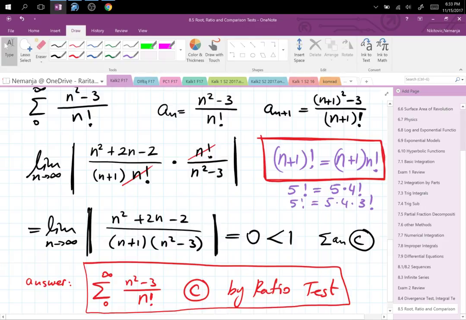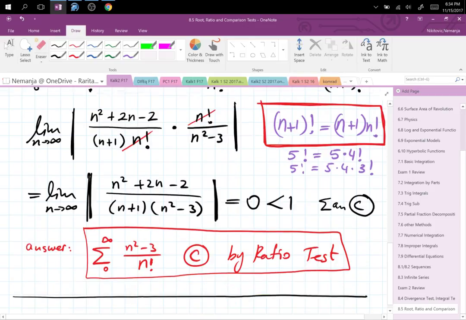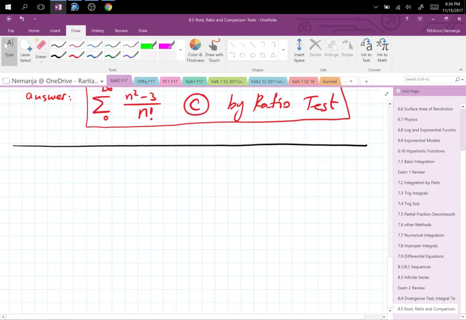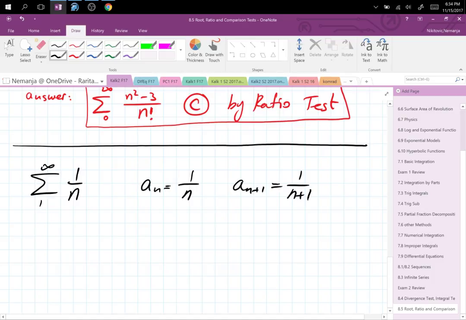Ready for the next one? One more example? You know how we confirmed that harmonic series diverges? Let's check it out. From 1 to infinity. So an is 1 over n, and an plus 1 is 1 over n plus 1. So now the limit n goes to infinity of 1 over n plus 1 times n over 1, right? That's flipped multiplication. And what's the limit?